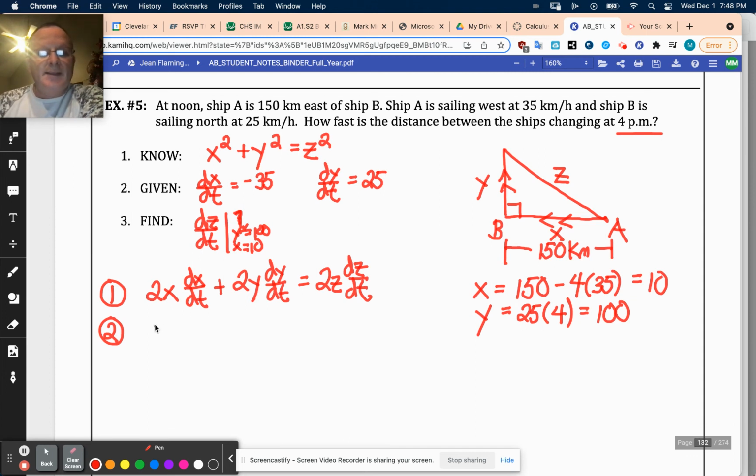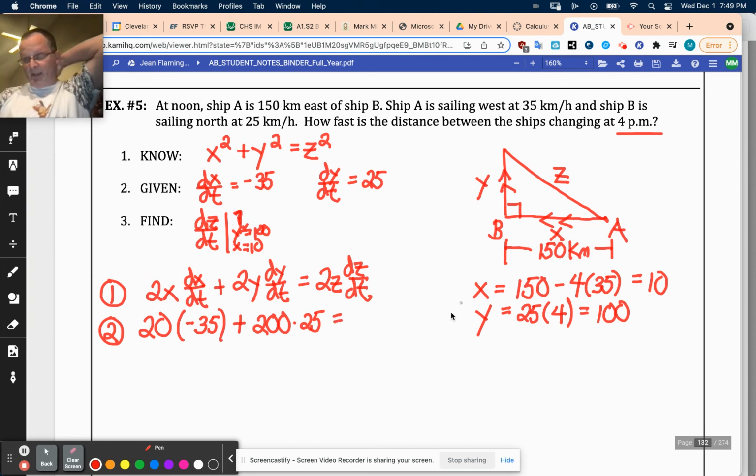We know that x is 10, so this is going to be 20. And we know that dx/dt is shortening, so that's negative 35. We'll deal with the units later. All right, so we got that. And then y was 100, and so we've got 200 of that. And dy/dt was 25, right? Yeah, 25. Okay. And then this equals 2 times z at that very moment. So we'd have to do the Pythagorean theorem to find out z. I haven't done that yet. All right, so Pythagorean theorem to find z.